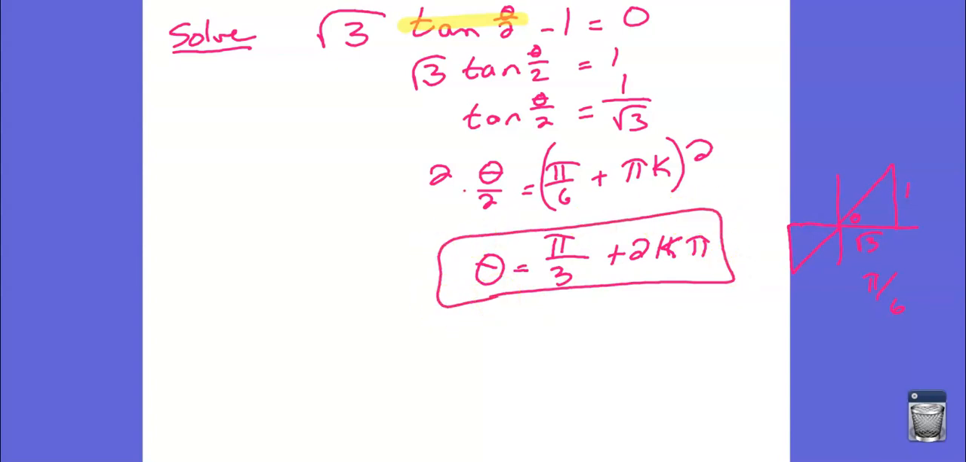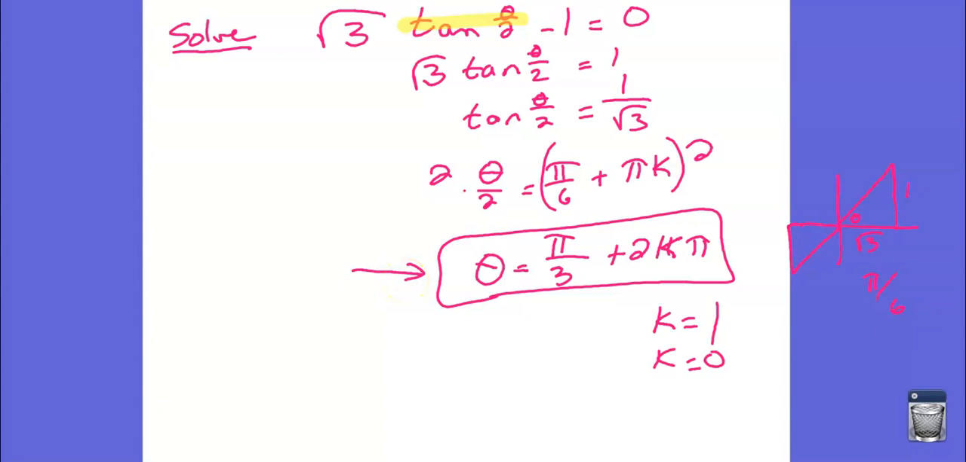And if I ask for specific thetas, like 5 specific thetas or 4 specific thetas, then you set k equals 0 or k equals 1, and however many I ask you to find, you would just find that many specific thetas. But again, this answer right here is all theta that would work.